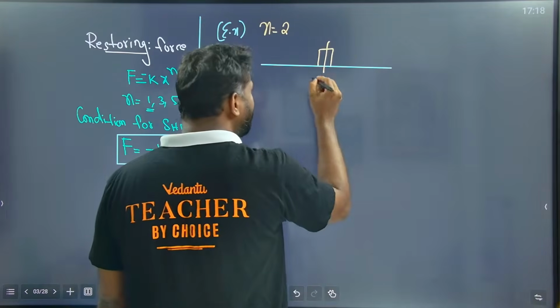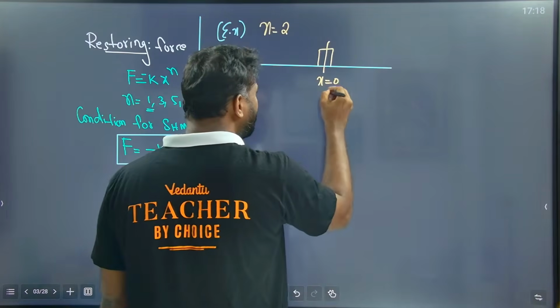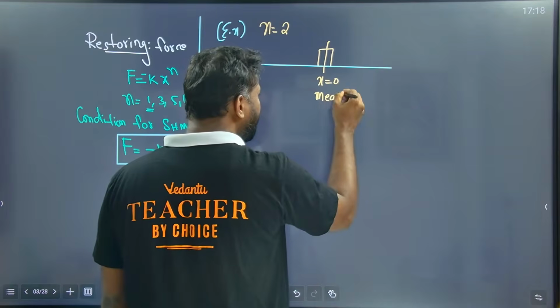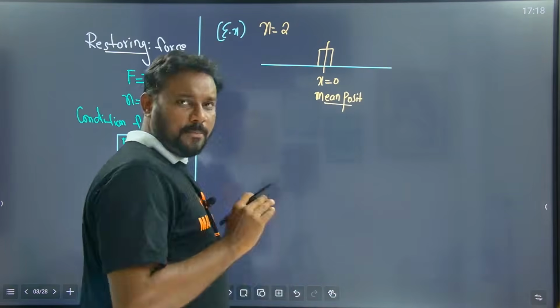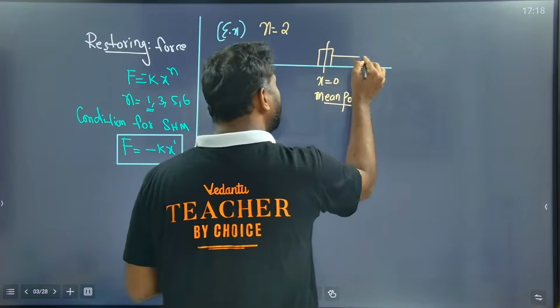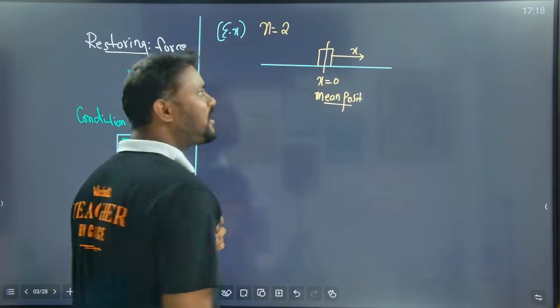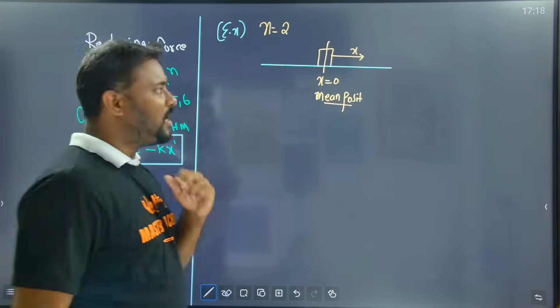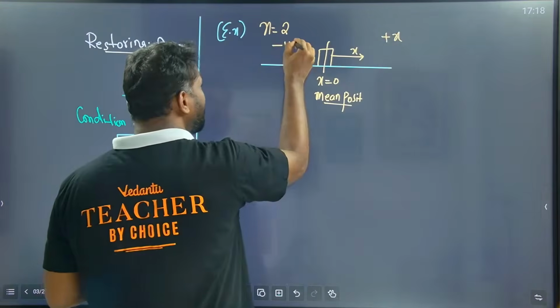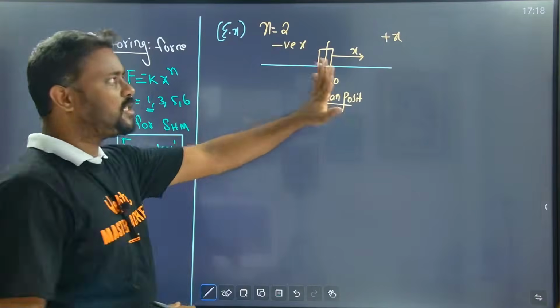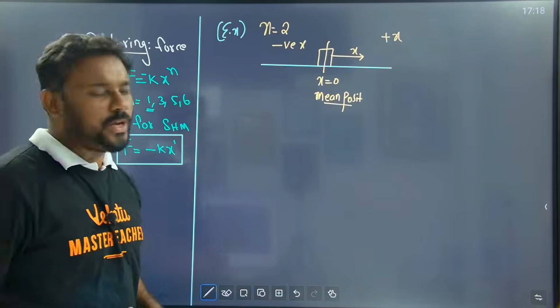So at the point x is equal to 0, this is what we call the mean position. We can take it as the mean position. If the particle is displaced in this direction, the particle is displaced. This is the positive x direction. This I have taken, and I am taking this as the negative x direction. Right? This is the positive x direction, and this is the negative x direction.